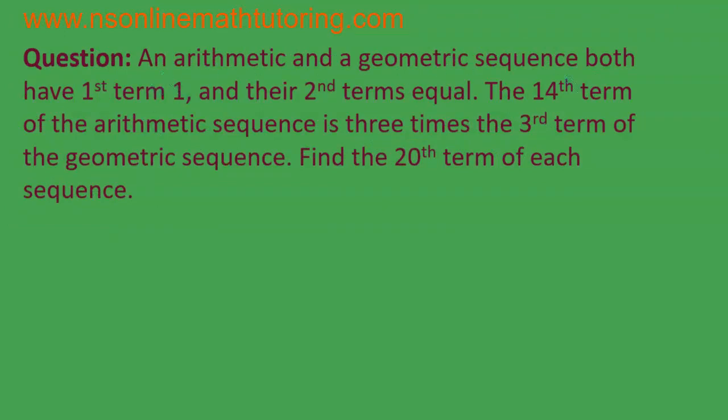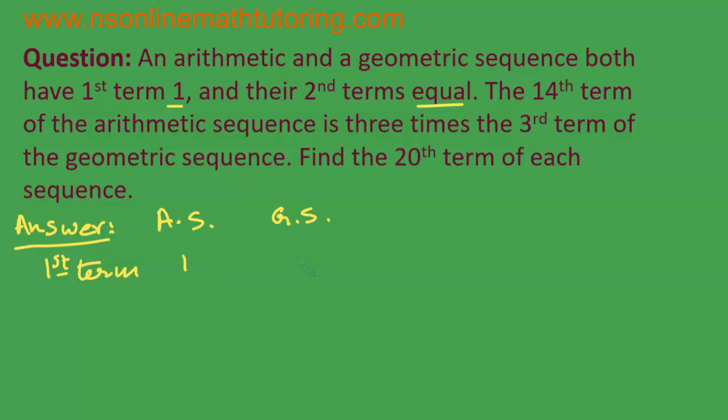An arithmetic and a geometric sequence both have the first term as 1 and their second terms are also equal. So this is a similar question. First of all, let me read this. So arithmetic sequence and geometric sequence. Again, I am repeating, you may call them arithmetic progression and geometric progression. So the first term is 1 for both of them, and the second term.